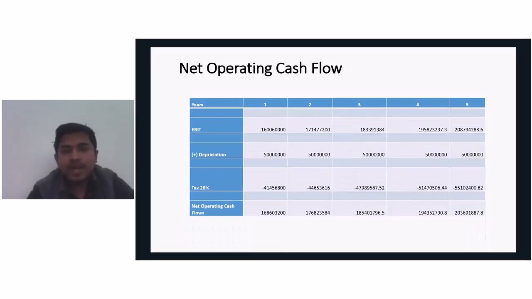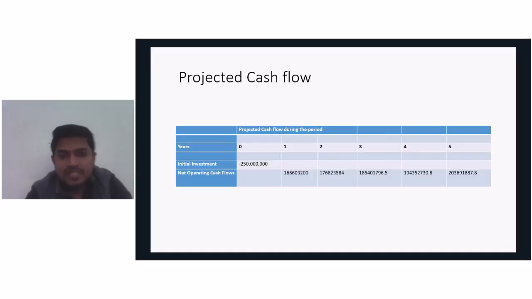To arrive at the net operating cash flow, here I have considered earning before interest and tax each year, and I have added the depreciation, and here I have deducted the corporate tax in order to arrive at the net cash flow for each year. This is the projected cash flow.